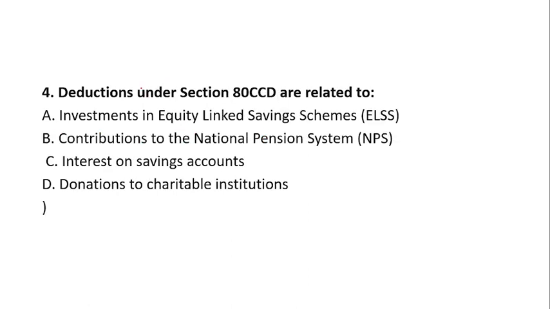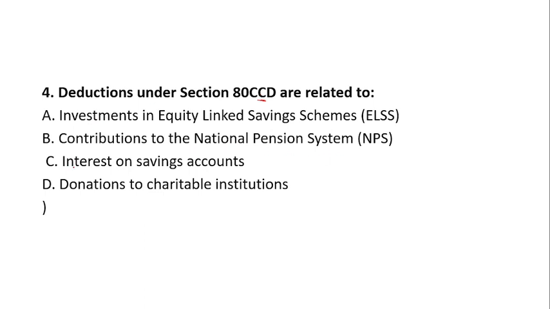Okay, then question number 4: deduction under Section 80CCD is related to what? So what will be the answer? Option A is investment in Equity Linked Savings Scheme, that is ELSS. Option B, contribution to National Pension System.